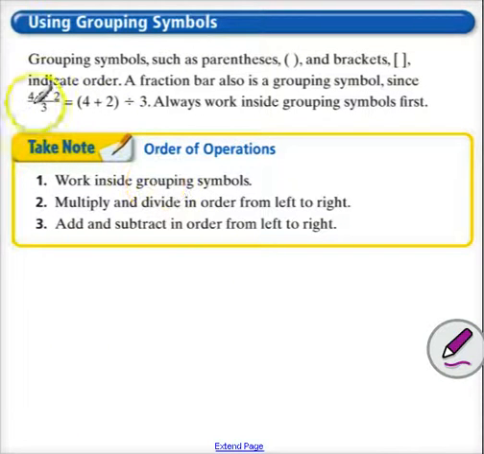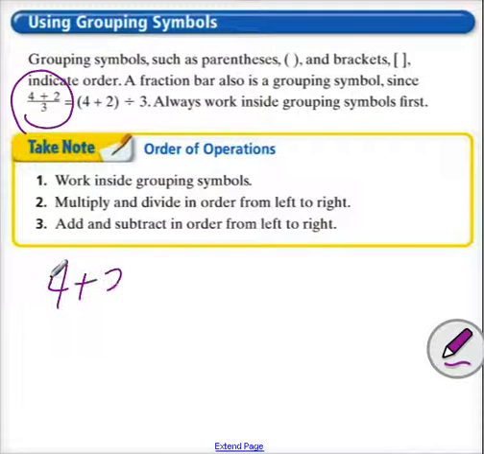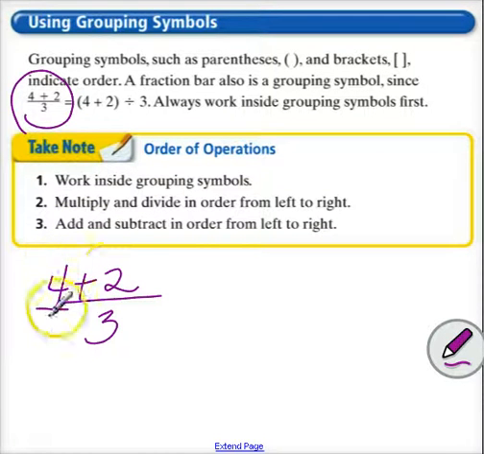Sometimes when you see a fraction bar, like this problem here, the fraction bar acts as a grouping symbol. I'm going to rewrite this problem. 4 plus 2 divided by 3. Even though in PEMDAS division comes before addition, we actually have to add first. We have to take care of whatever is on top and bottom before dividing.